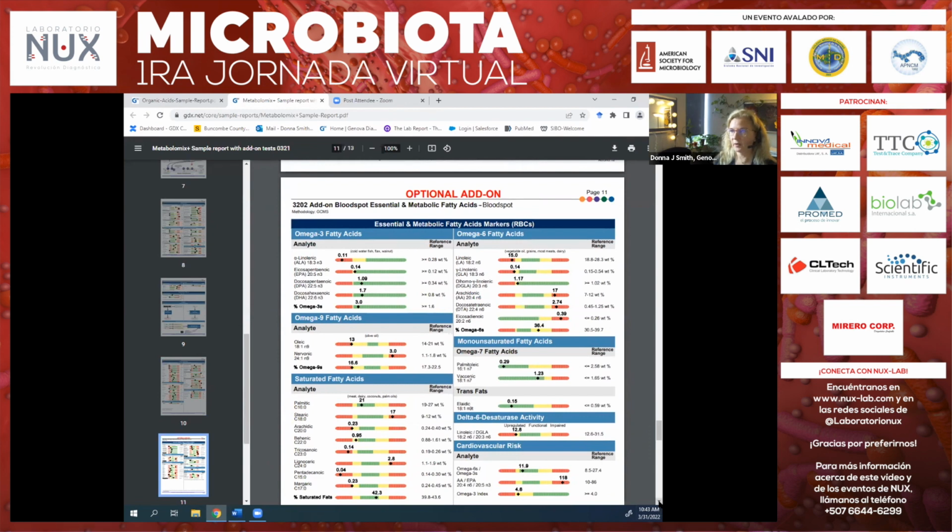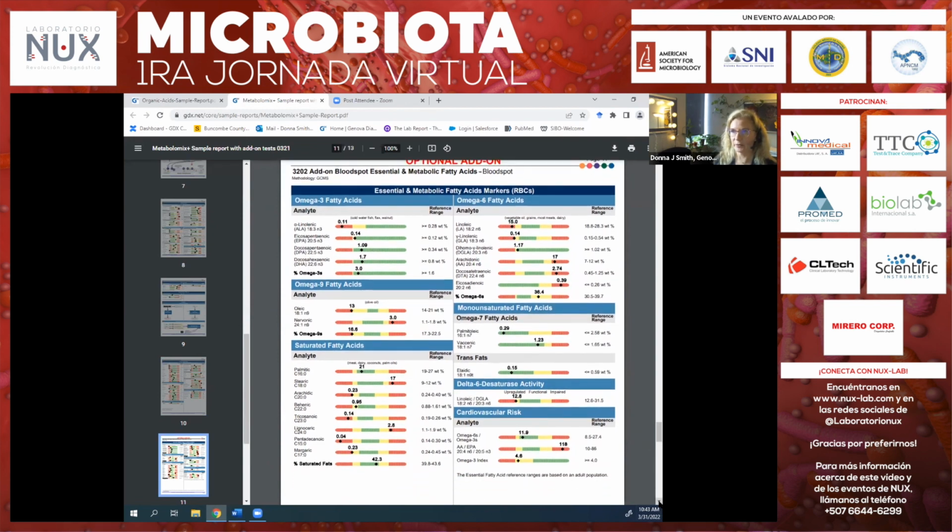This is for our essential metabolic fatty acid markers, and this requires a blood spot. So just a blood spot sample for the assessment of these. We look at the omega-3 fatty acids, which we know are very important for inflammation, and low levels are also associated with increased cardiovascular risk. We look at our omega-9s, the saturated fats, the omega-6s, our monounsaturated fats.